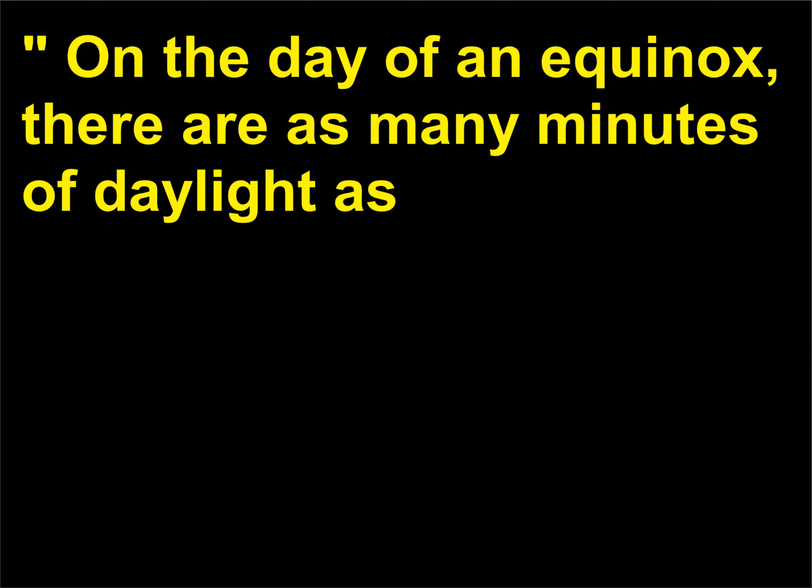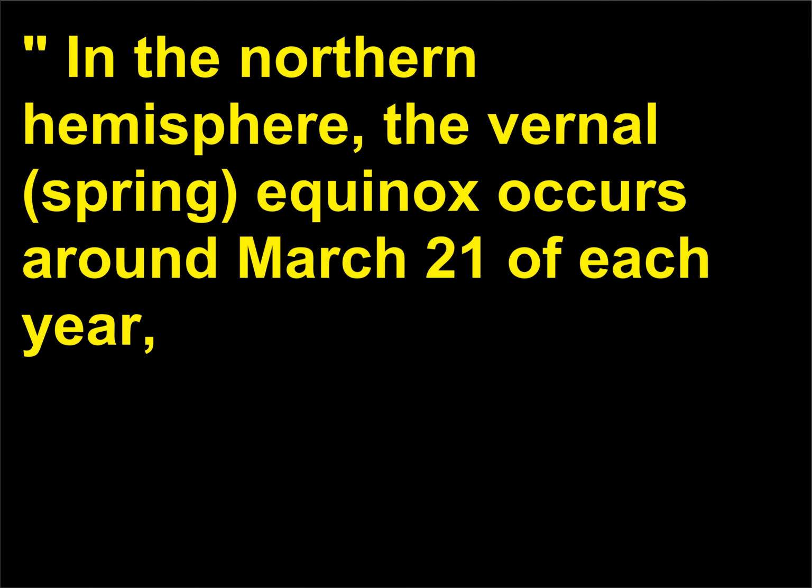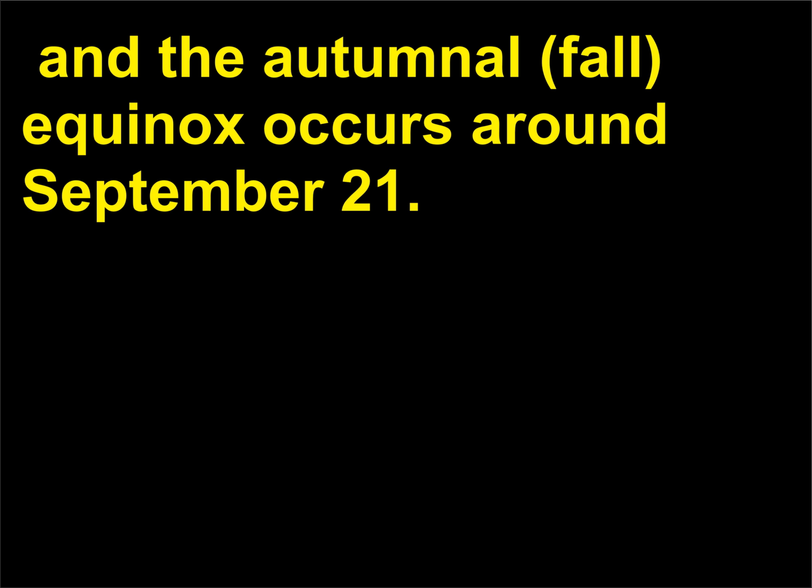On the day of an equinox, there are as many minutes of daylight as there are of night, hence the term equinox, meaning equal darkness. In the northern hemisphere, the vernal, spring, equinox occurs around March 21st of each year, and the autumnal, fall, equinox occurs around September 21st.